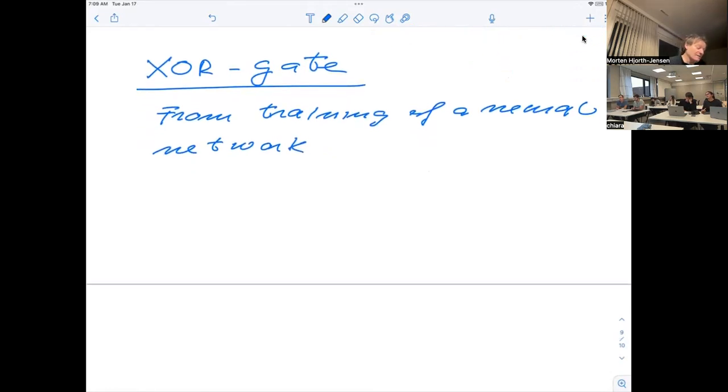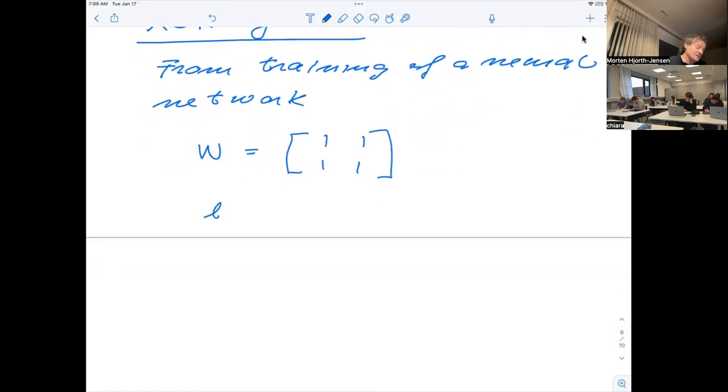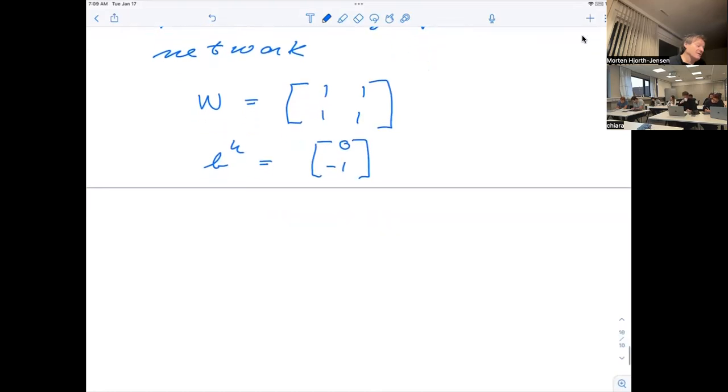So what I'm going to have is a matrix W. This is the first matrix for the hidden layer, with 1, 1, 1. And then I'm going to have the bias for the hidden layer, which is now just going to be given by 0 and minus 1. And then I'm going to have the weights for the output layer, so these are the weights from hidden to output layer.